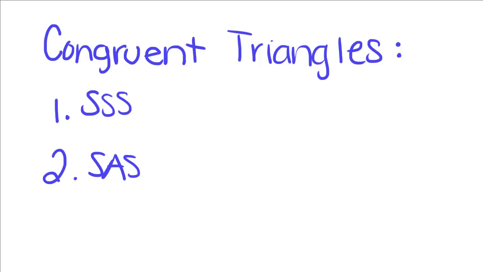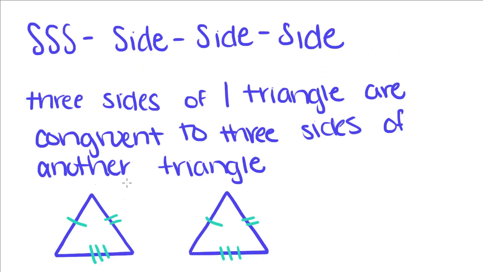We're going to be proving that triangles are congruent today using two of the 5 basic methods. The first is side, side, side, and the second is side, angle, side. So the first one, side, side, side, is when you have 3 sides of one triangle congruent to 3 sides of another triangle. So here we know that this side is congruent to this side, congruent to this side, congruent to this side.